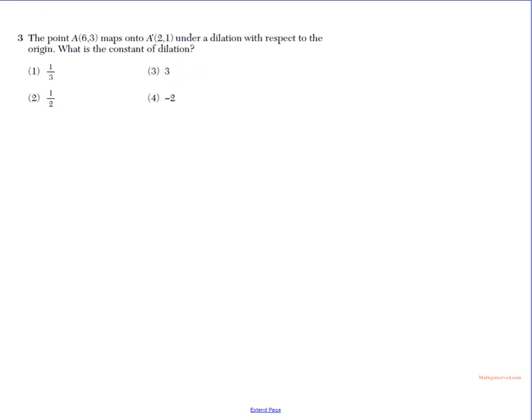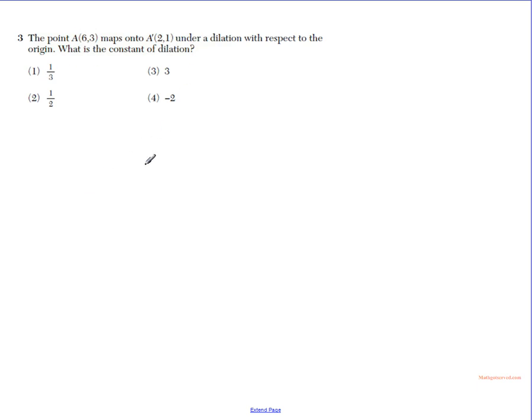All right, moving along to question 3. It says the point A, which is (6, 3), maps onto point A prime, which is (2, 1), under a dilation with respect to the origin. What is the constant of dilation? The constant of dilation is basically a number that you multiply by certain points to move it to another point, okay?